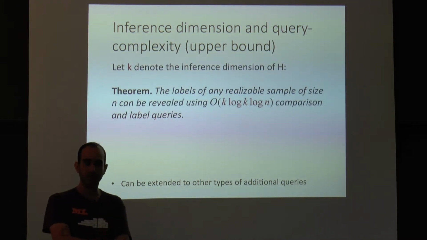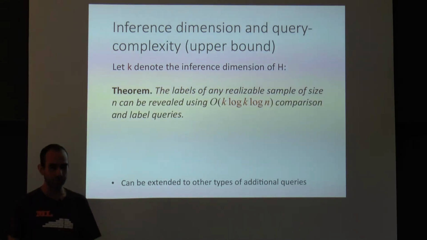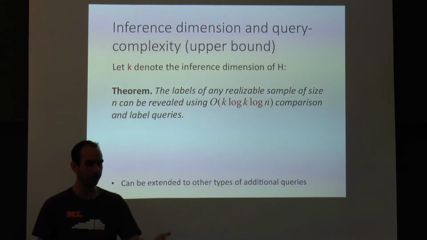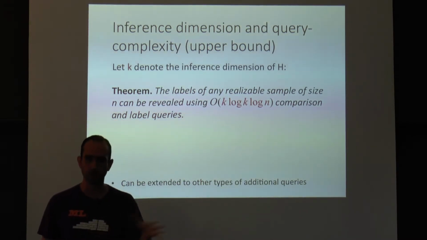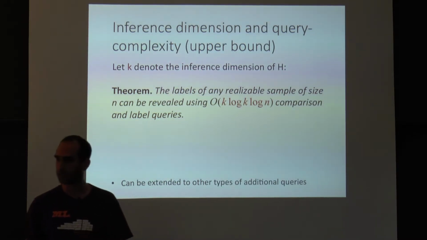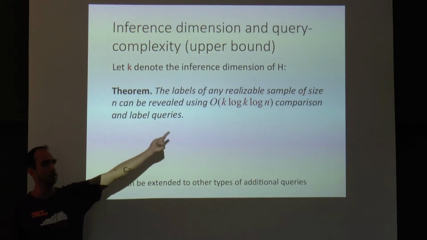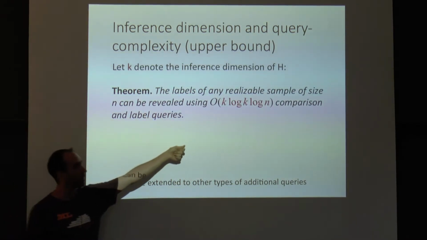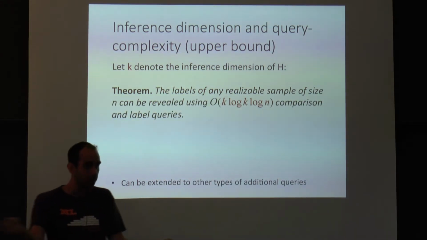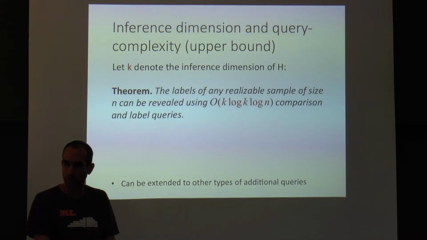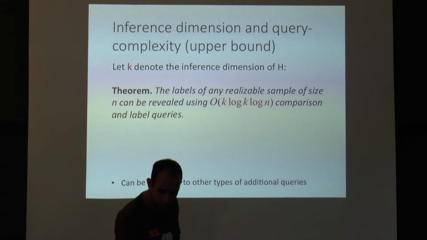Yes, why does it boil down? As I said, the inference dimension captures query complexity. So in particular, if H has inference dimension k, and it can be neural nets, it can be any class you want, then there is a very simple algorithm that finds it in k log n. And k log k comes from the fact that in each iteration we sample 2k points, we sort them, this is k log k queries, and we ask the labels, and we infer. That's it. It's the same algorithm we had before.